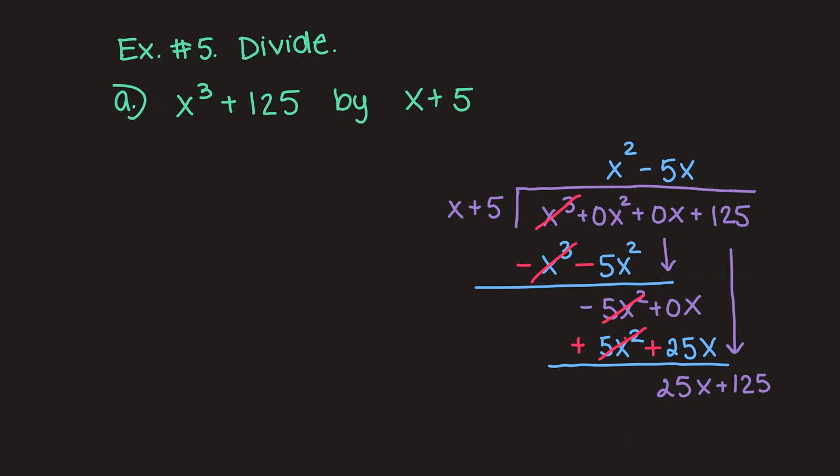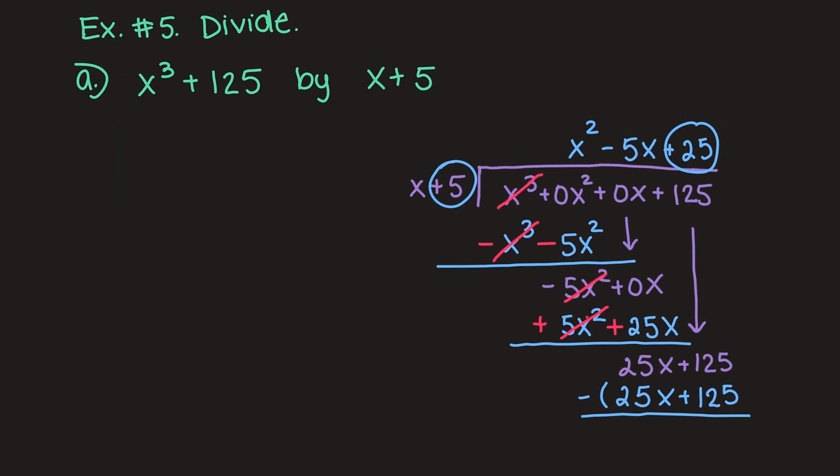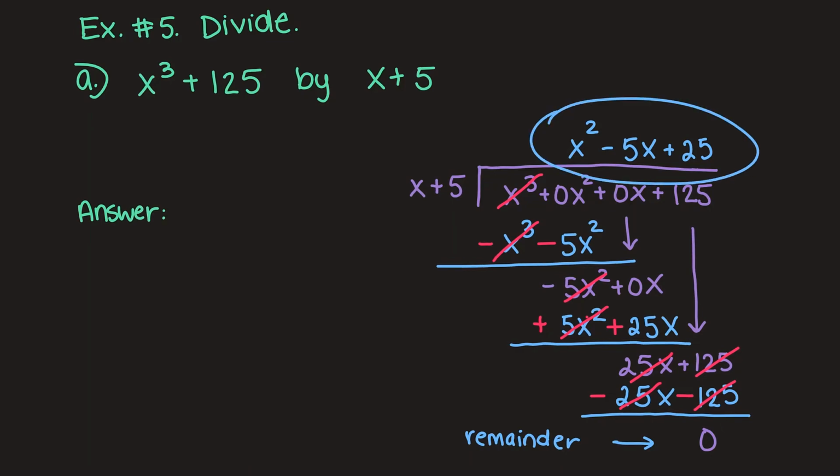We need to multiply x by 25 to get 25x, so we place plus 25 over the plus 125 term, and then we subtract, distribute the negative, and we get 0. There are no more terms to bring down, therefore our remainder is 0, and our final answer will be our quotient x squared minus 5x plus 25.